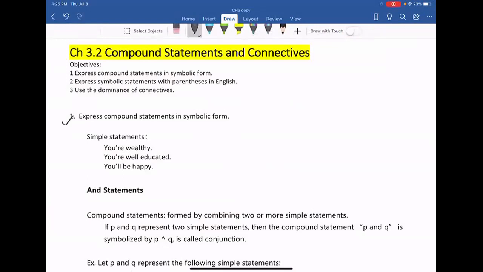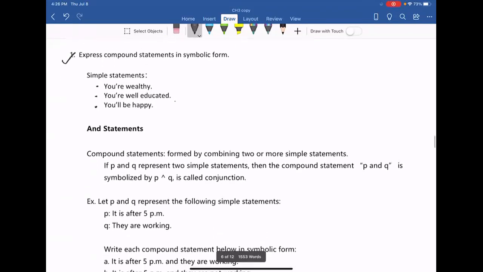Okay. The first one: express compound statements in symbolic form. We learned the very simple statements last class. For example, "You are wealthy" is a statement. "You are well educated." "You will be happy." These three are all simple statements. If I want to have a compound statement, it needs to have at least two simple statements.